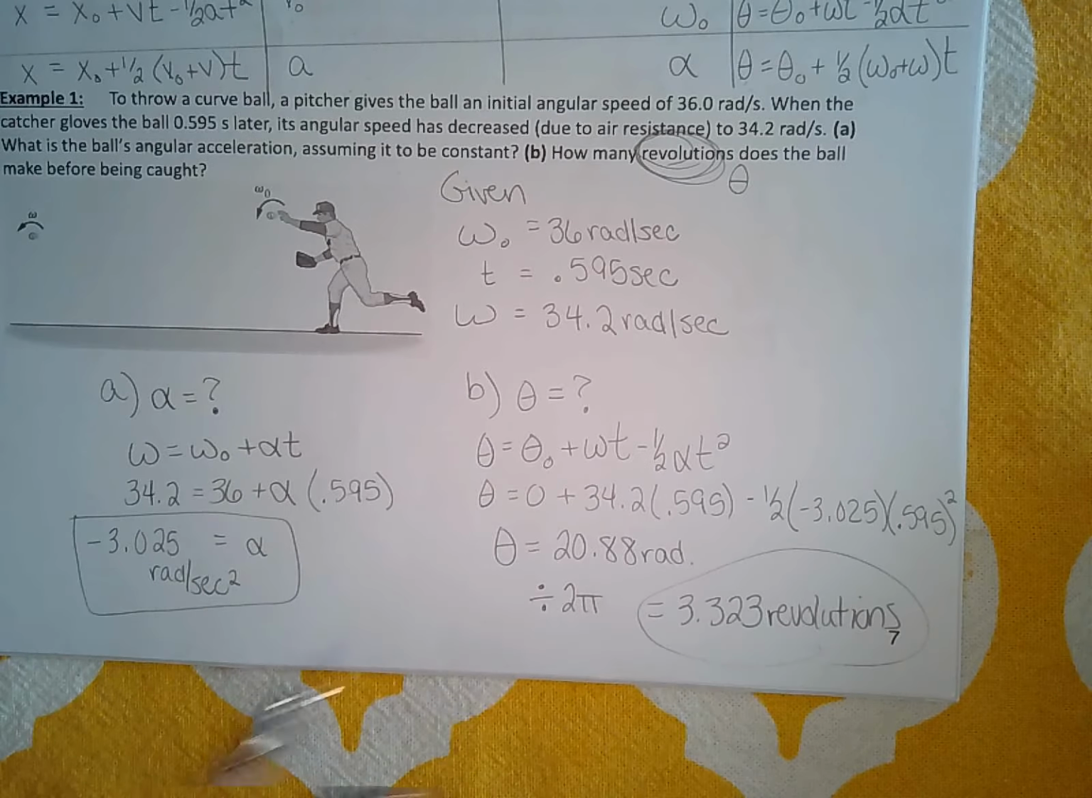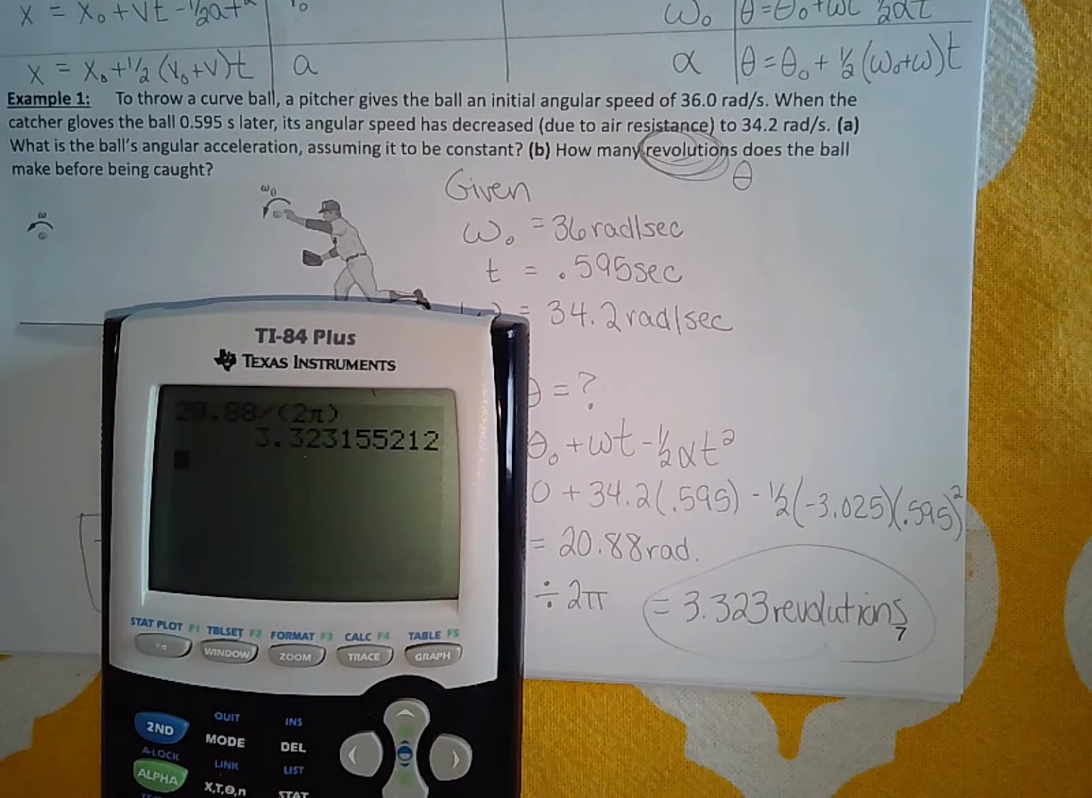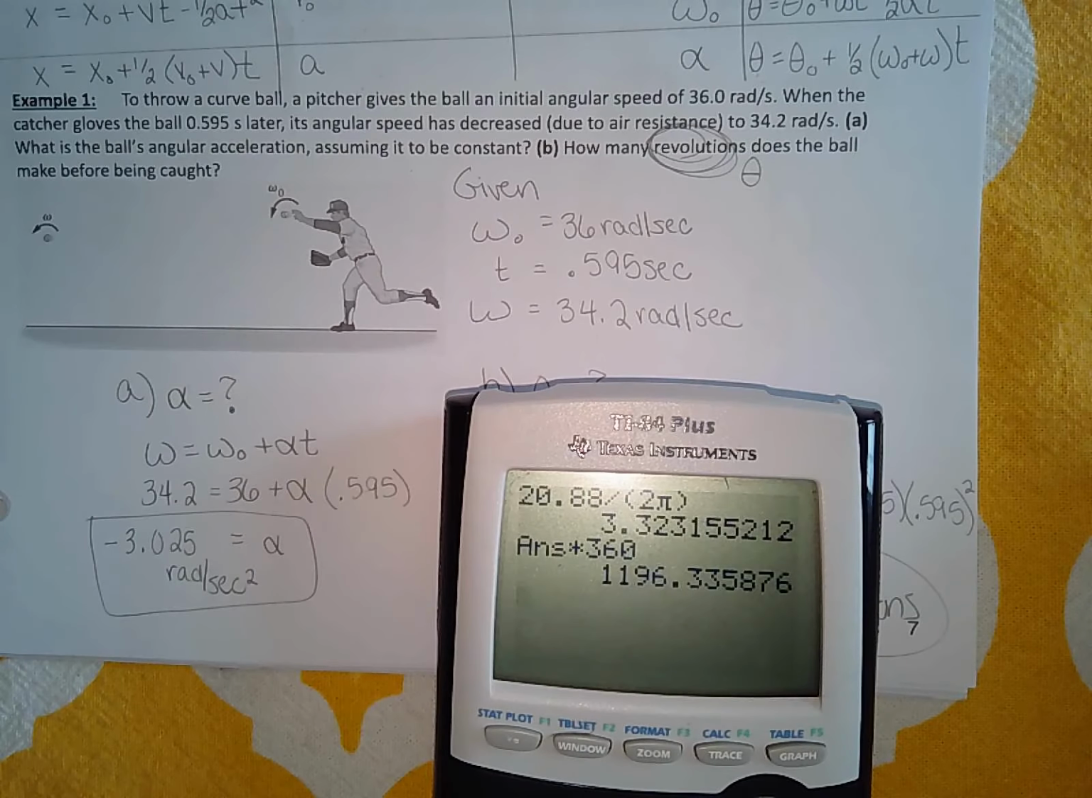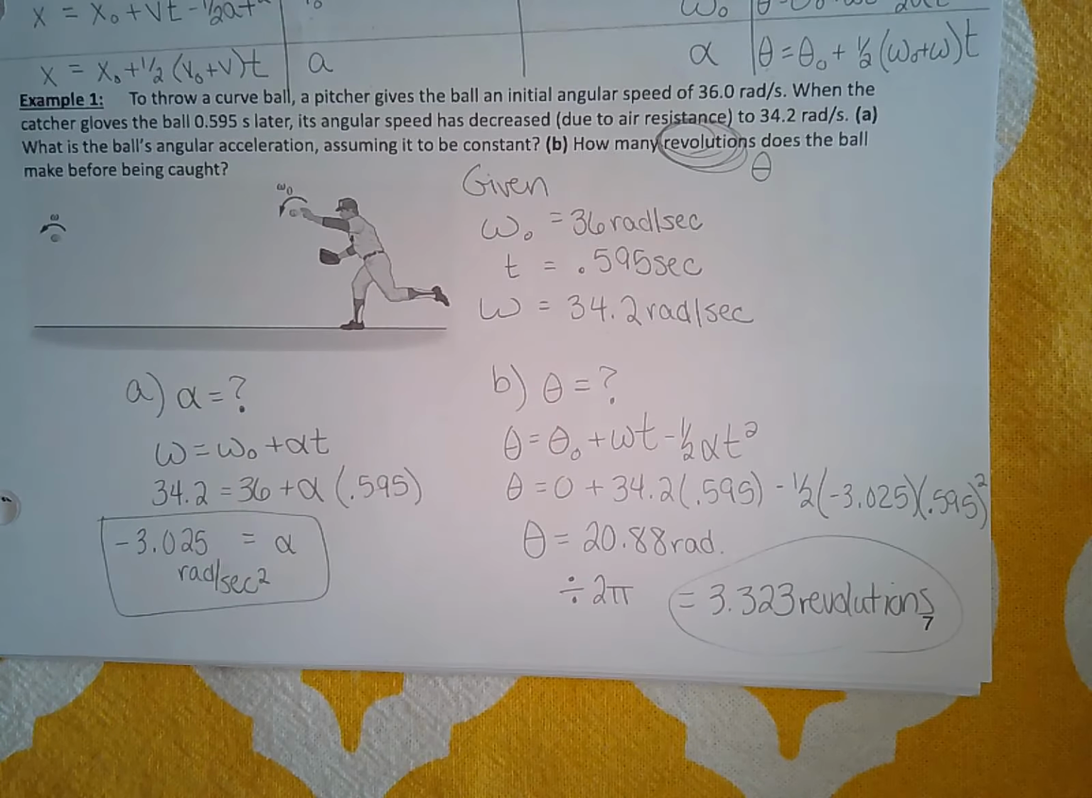If somebody was like, hey, how many degrees did it travel? You just take that answer and multiply by 360, and that's how many degrees it traveled, because that would be 3 circles and 0.323 of a circle. Okay, all right, let's go to number 2.